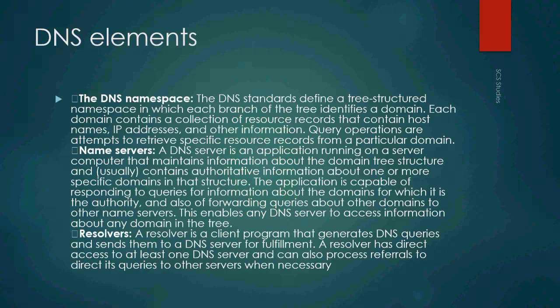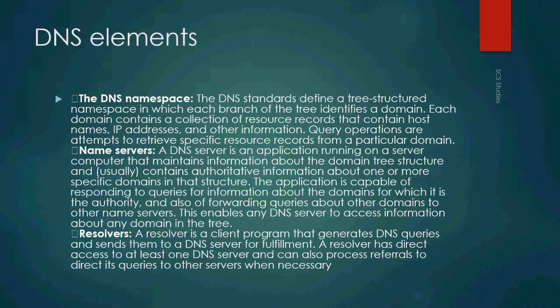DNS elements. So now we are going to learn about what elements are available in DNS. The first element is the DNS namespace. The DNS standards define a tree structure namespace in which each branch of the tree identifies a domain. Each domain contains a collection of resource records. They contain the host name, IP address, and other information. Query operations are attempts to retrieve specific resource records from a particular domain.